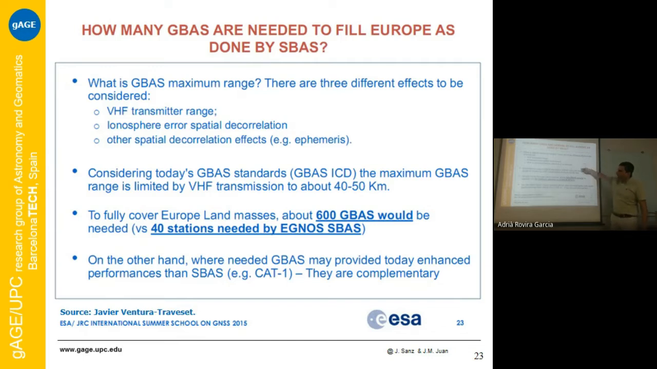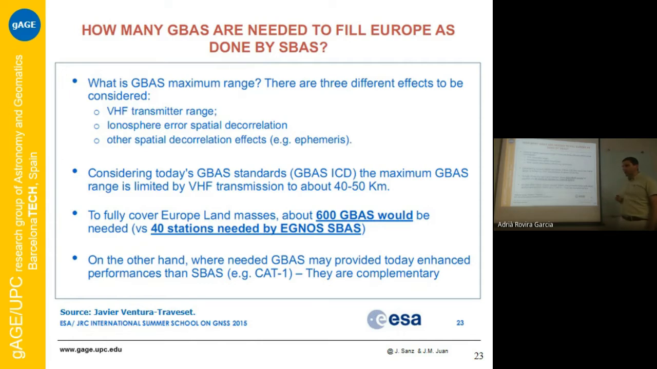Well, considering these three effects, especially the one of the transmission link, this is the actual killer, we will need about 600 GBAS stations to cover a continent of the size of Europe. Then you can see the cost of a GBAS station, with the redundancy, with the very good antennas and the hardware. This is very costly. So it is not affordable to have 600 GBAS stations.